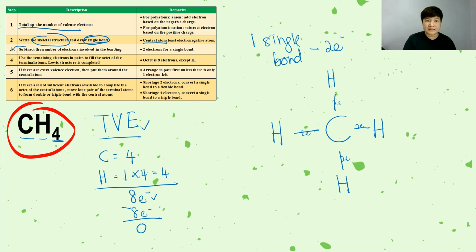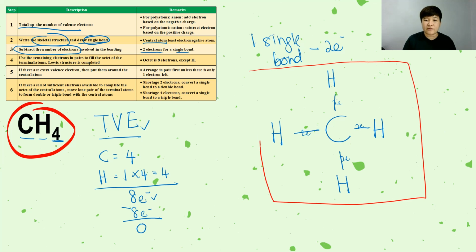That is what we mean by subtract the number of electrons involved in the bonding. 2 electrons for a single bond. So you minus them already and there is no remaining electron. When there is no remaining electron, we are pretty much done. I say pretty much. We are not really done. How to ensure that we are correct or we are done is to check whether they are achieving octet or duplet. Why did I mention the word duplet?